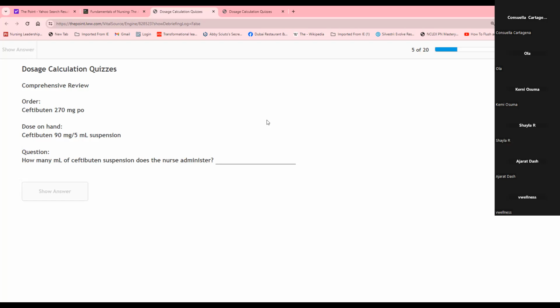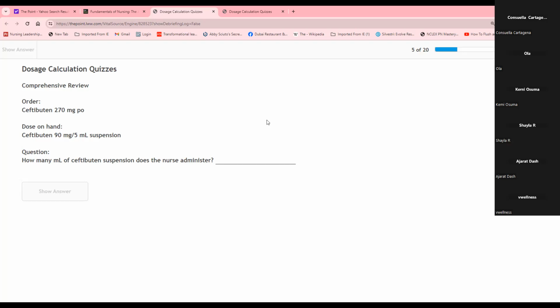When you're doing desired over have, it doesn't matter whether you have units, mLs, whatever. It doesn't matter. Because at the end of the day, as long as what you have on the top is equivalent to what you have on the bottom, that is normally going to cross out anyway.